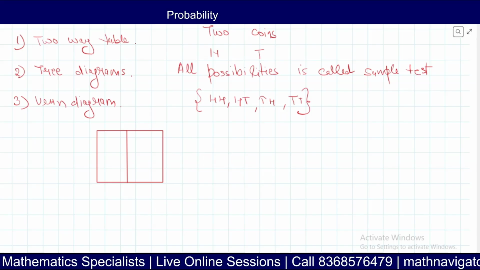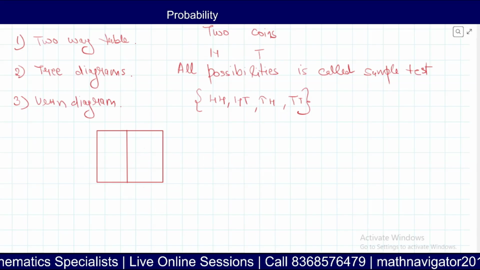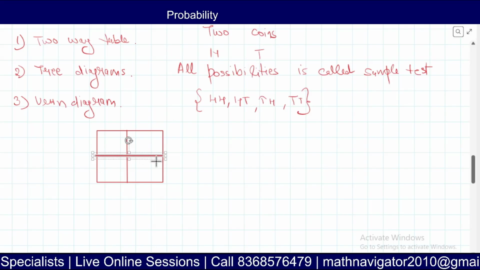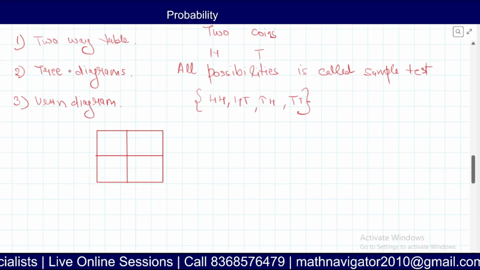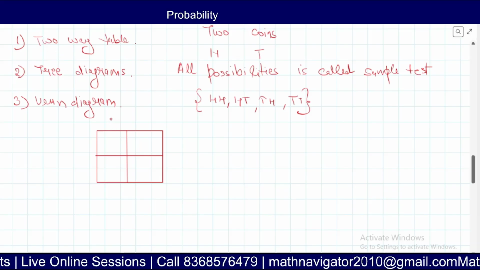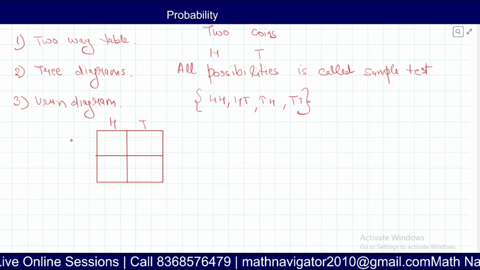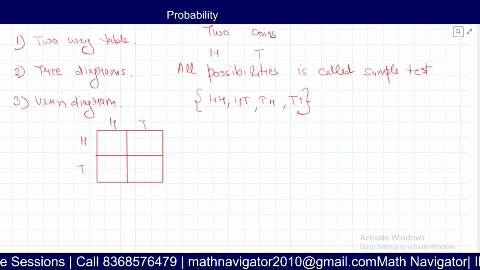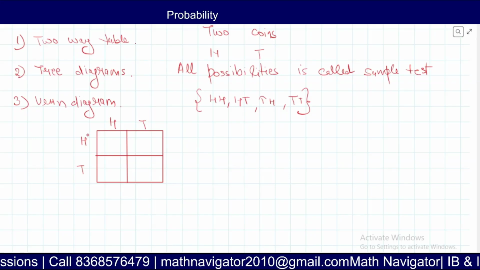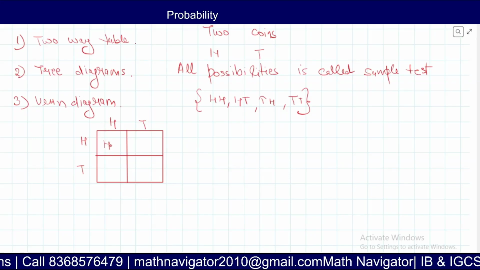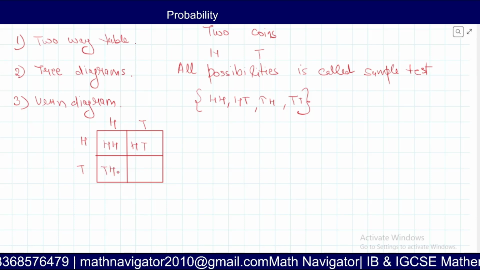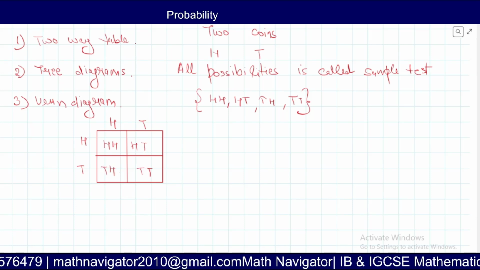So a two-way table is something like this, right? First you can write, on the first coin you can get a head or a tail, and on the second coin also you can get a head or a tail, right? So now my first outcome is head, head. I can get head, head. I can get head, tail. I can get tail, head. I can get tail, tail, right?